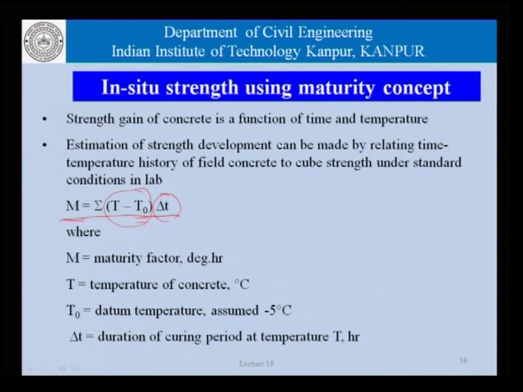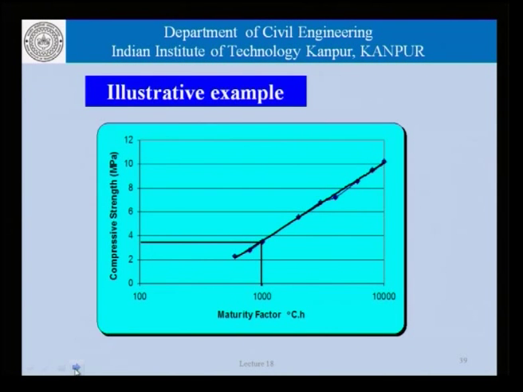T0 here is a datum temperature, which is the reference temperature, taken as -5 or -10 degrees centigrade. And here is an illustrative example where we talk in terms of a maturity factor, which is degree centigrade times hour, and the compressive strength. Note that the maturity has been plotted on the logarithmic scale. So, log m versus the compressive strength has been found to be a more or less linear relationship.